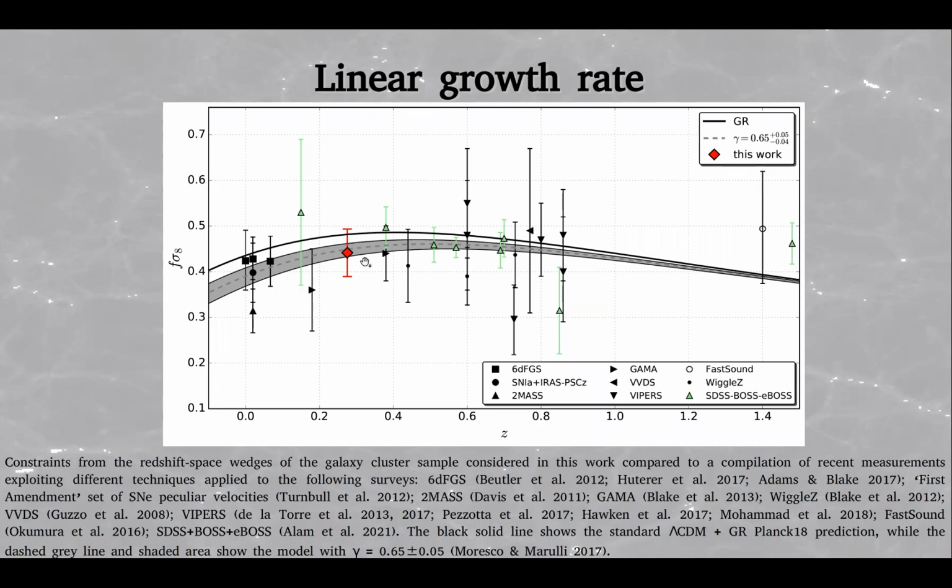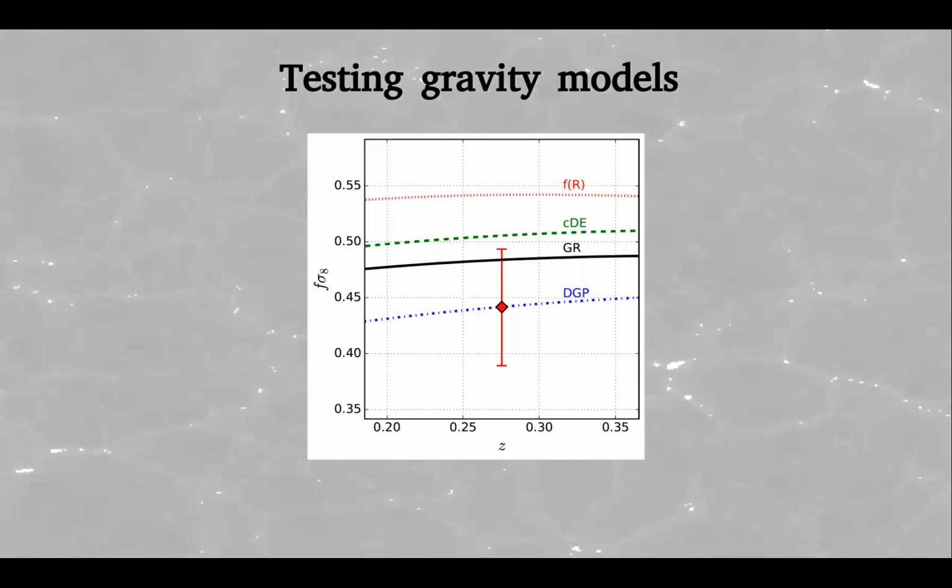The idea here is not really a test on different gravity theories, but just to show what the effect of different gravity theories is in this case. This is just a few examples. F of R is a model in which, in the Einstein-Hilbert action, you have a function of the Ricci scalar instead of just R. This is one particular model of the F of R family.